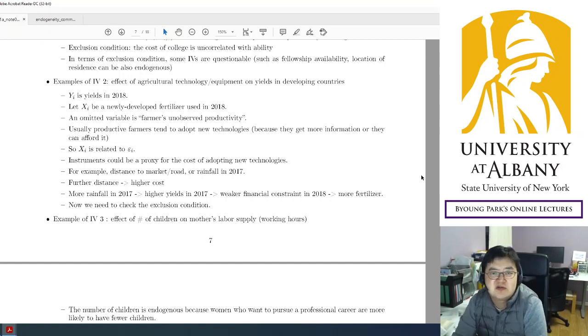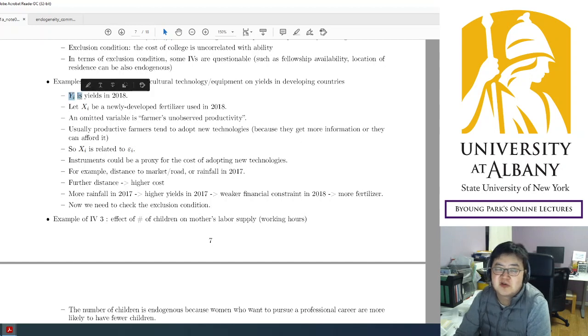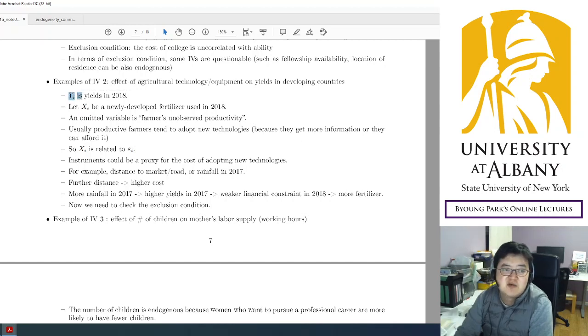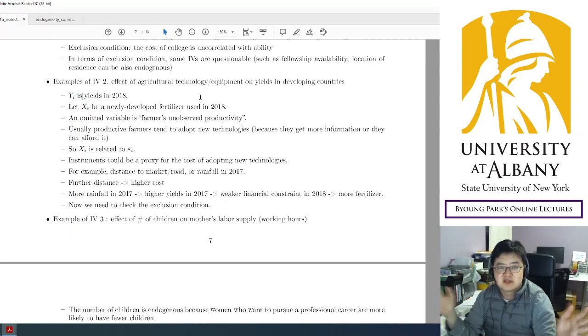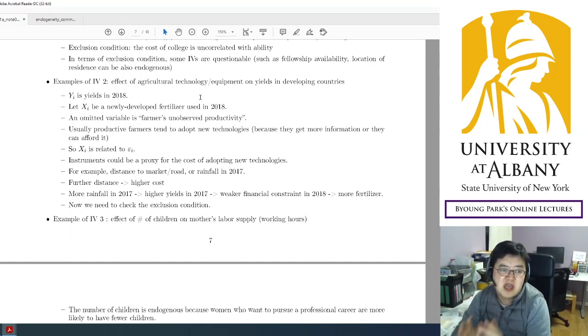So economists try to study the problem of why they are not using this, and suppose that the outcome is clear. Outcome is the agricultural yields, so how much you can harvest from a certain area, like an acre, and say X is the fertilizer amount. How much do you use the fertilizer? So when you use 1 more kilogram of fertilizer, how much will yields increase?